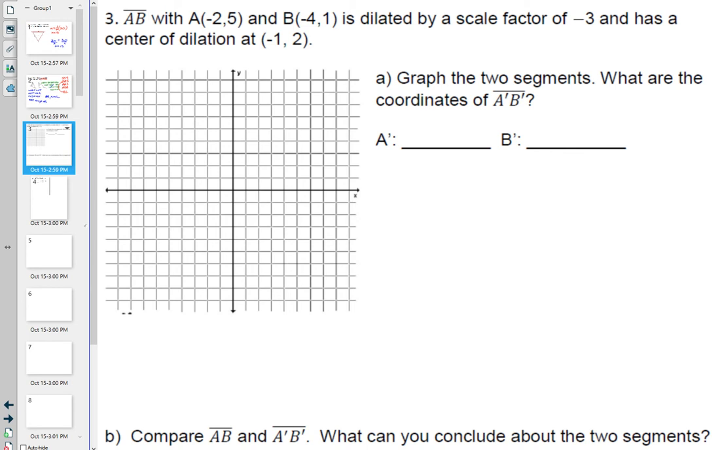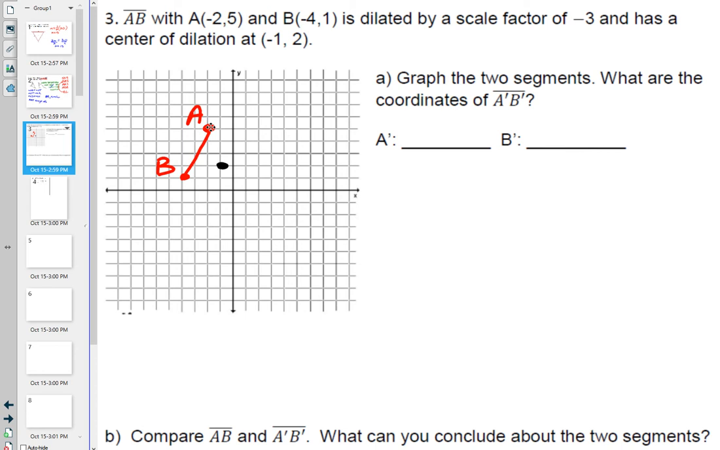So AB is a segment with A at -2.5 and B is at -4.1, and it's dilated by a scale factor of 3, and has a center of dilation at -1.2. So first graph the two segments, and then what are the coordinates of A prime, B prime? So let's see, -2.5 is up here, this is A, and -4.1 is here, and that's B, and then these are connected with a segment. Our center of dilation is going to be -1.2. What are the coordinates of AB, and then compare?